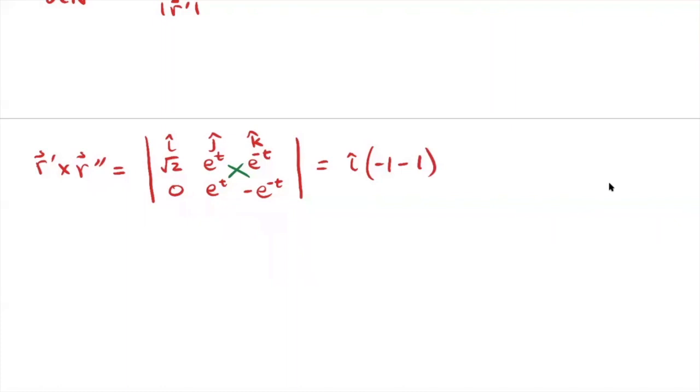Okay. Any questions about that? I don't see anything. Ooh, professor, r prime has a negative e to the negative t.